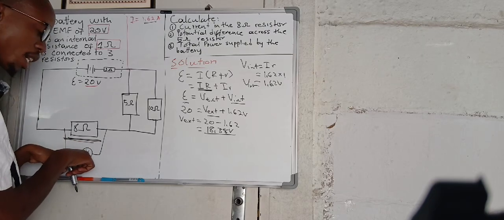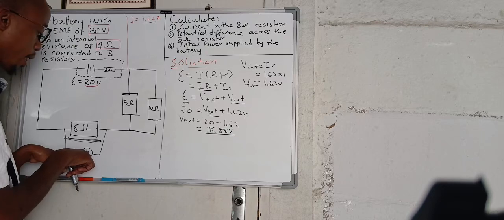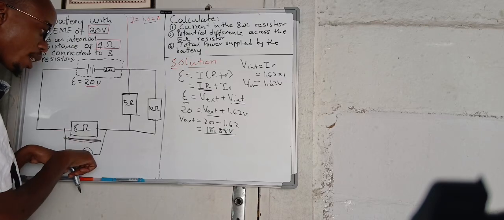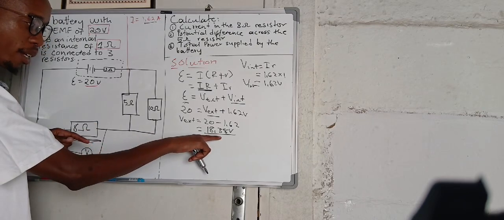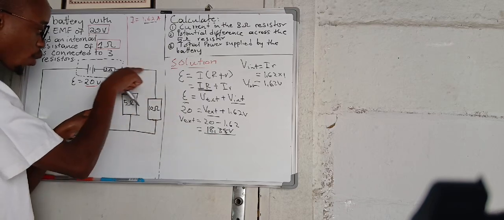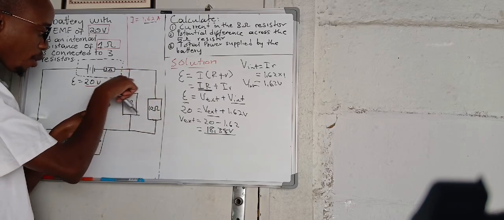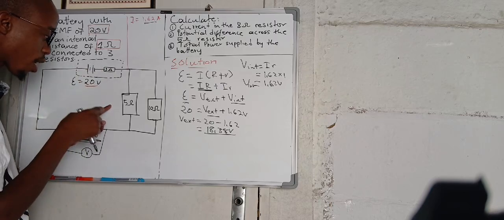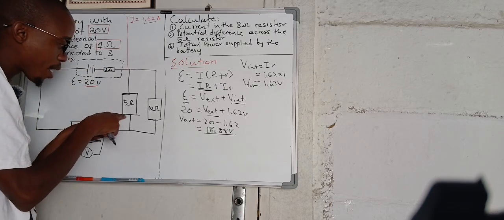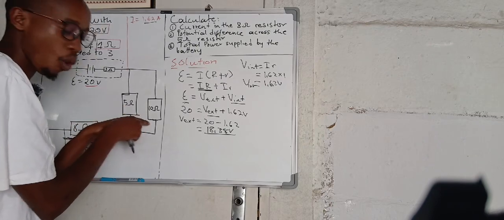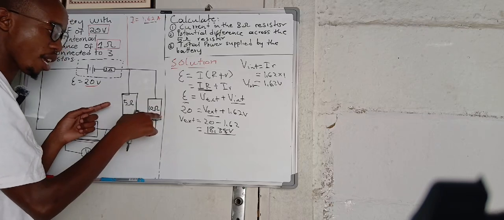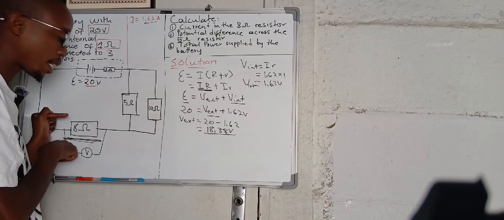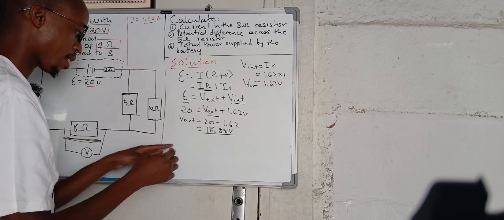They did not say we should find it, but I'm going to find the voltage across the 8 ohm resistor. After finding this voltage, I'm going to subtract it from the total voltage. Therefore, I'm going to get the voltage across the parallel circuit, because the voltage across the 5 ohm resistor is the same as the voltage across the 10 ohm resistor. In a parallel circuit, voltage is the same, however, it is different in a series circuit.